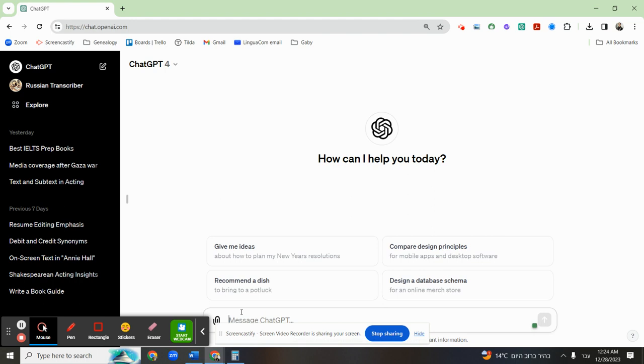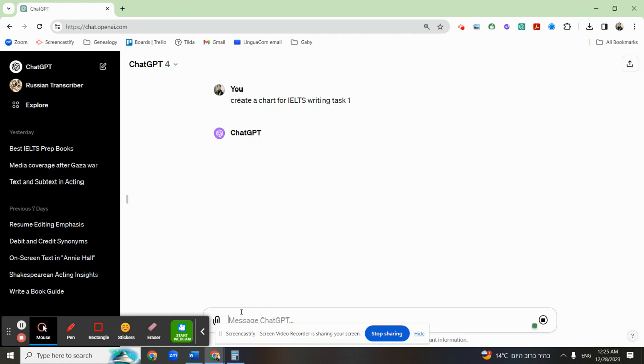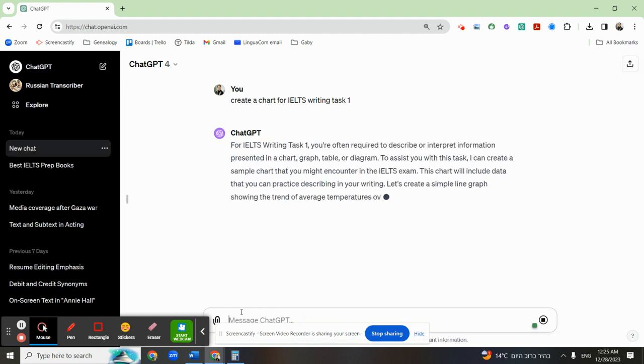The prompt went like this. Create a chart for IELTS writing task 1. So the chat goes, for IELTS writing task 1, you're often required to describe and interpret information presented in a chart, graph, table, or diagram. To assist you with this task, I can create a sample chart that you might encounter in the IELTS exam. This chart will include data that you can practice describing in your writing.